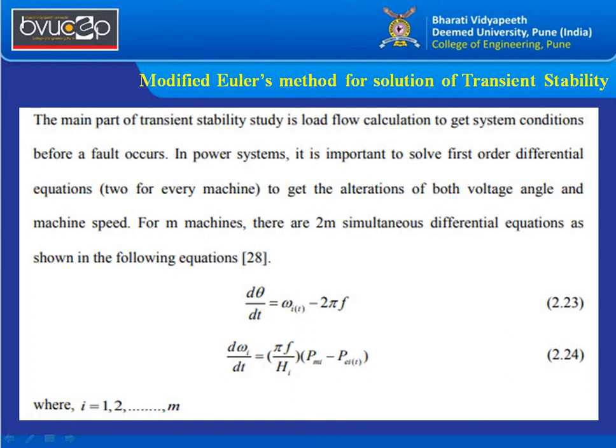So the main part of the transient stability is the load flow calculation. Now we have seen in the load flow studies, in the previous lecture also, that load flow studies are helpful for predicting the transient stability. It is not used as it is; it depends on the load flow equation. Only a few conditions are considered from the load flow calculation, before the fault occurs.